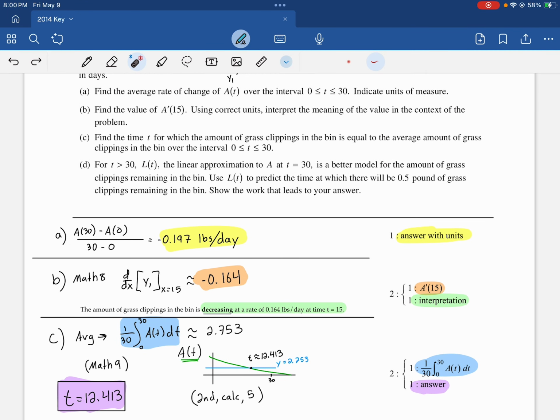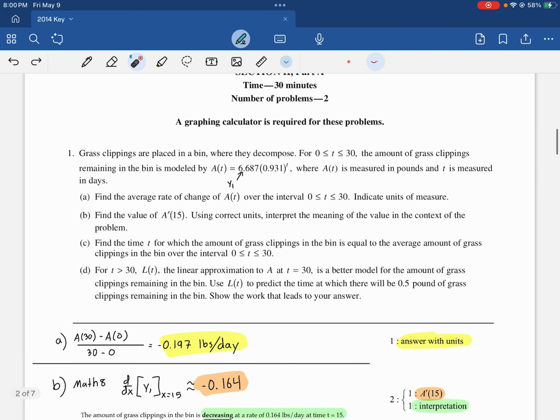For t greater than 30, L of t, the linear approximation to A at t equals 30, is a better model for the amount of grass clippings remaining in the bin. Use this line to predict the time at which there will be half a pound of grass clippings remaining in the bin. So we have something modeling it for 30 days. I want to know what happens a bit later, really how many days into decomposing grass will it take to reach 0.5 pounds of grass remaining.